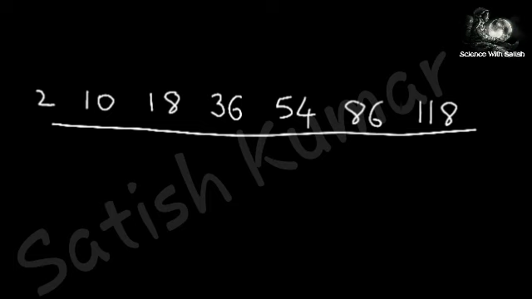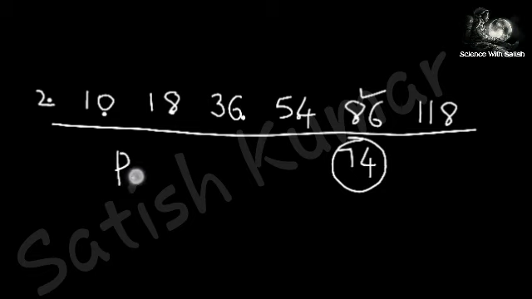Let's take one more example. Now you are given an element with number 74. For this you have to find out the group number and period number. After 74 you have 86. So this is 1 2 3 4 5 6. So the period number is 6.